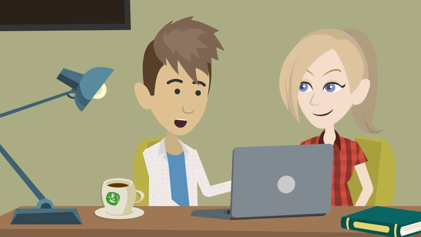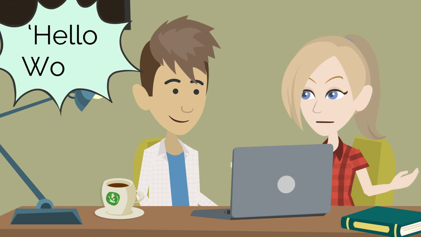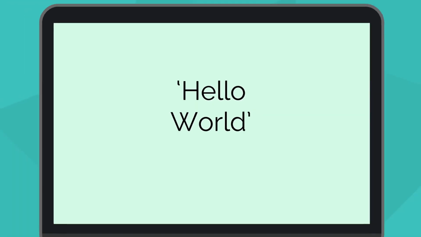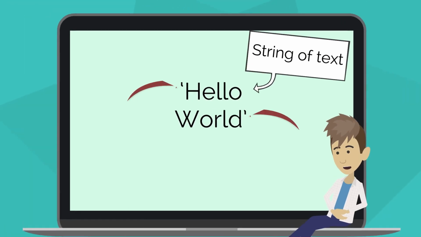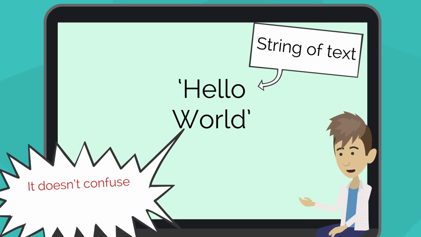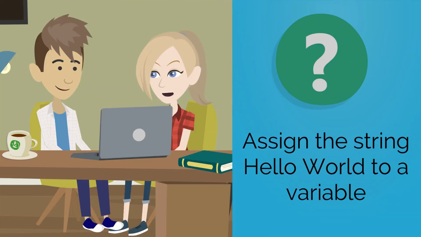Remember the first program you wrote? Of course, I had printed the words, "Hello World." That's right. The words "Hello World" were actually a string of text. We enclose our text in double or single quotes to tell Python that it's a string. This is done so that it doesn't confuse the word with other Python words like print. So how do I assign the string "Hello World" to a variable?